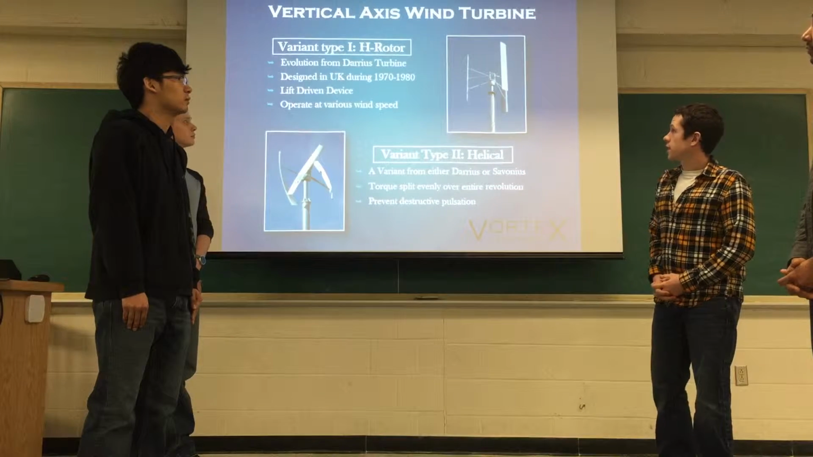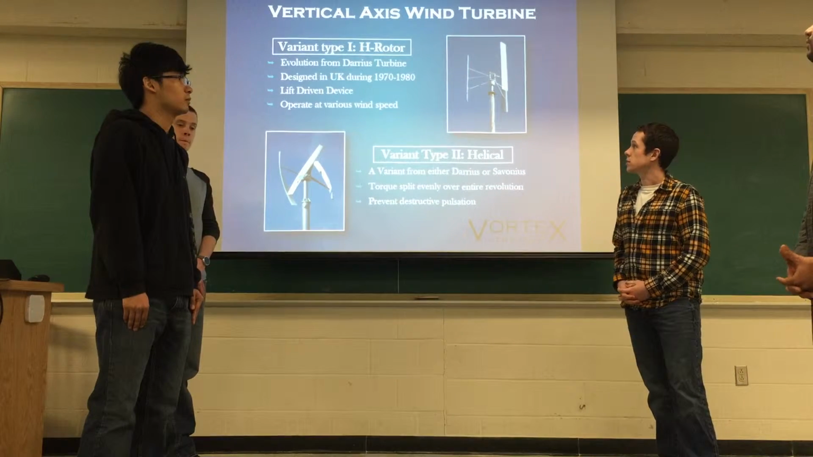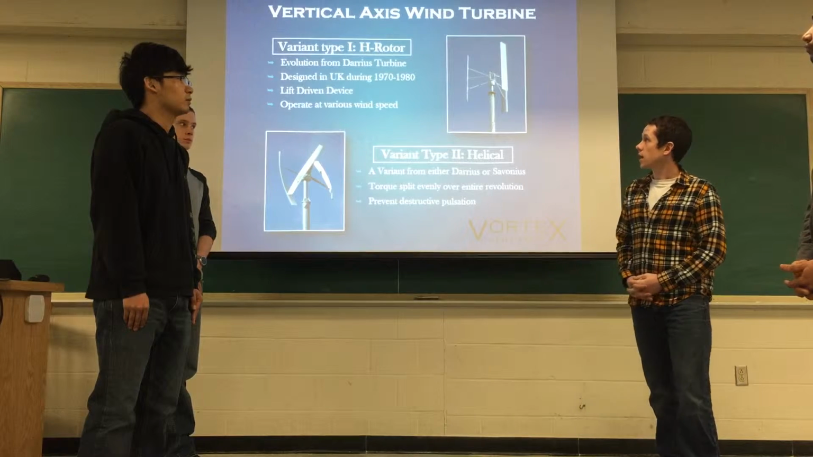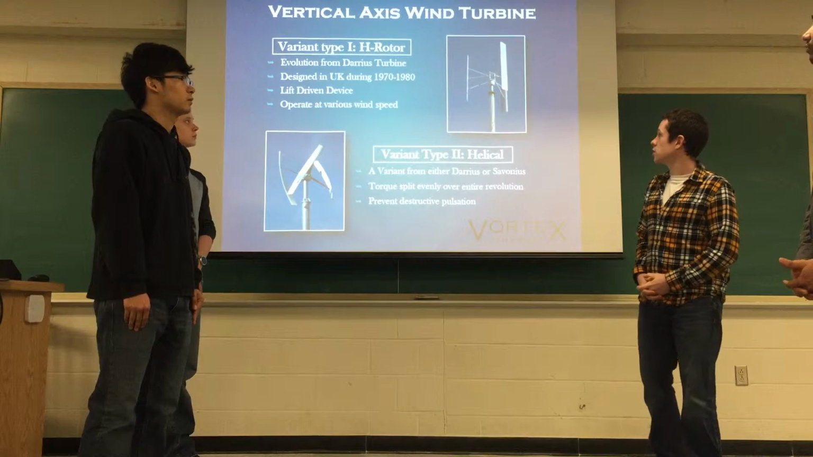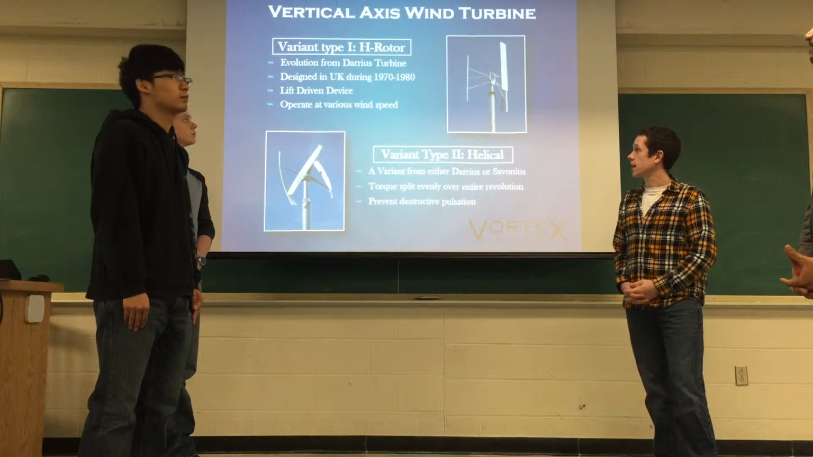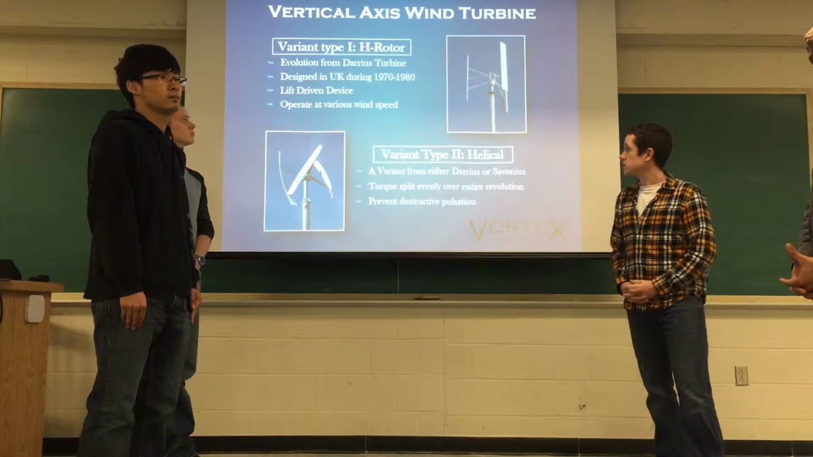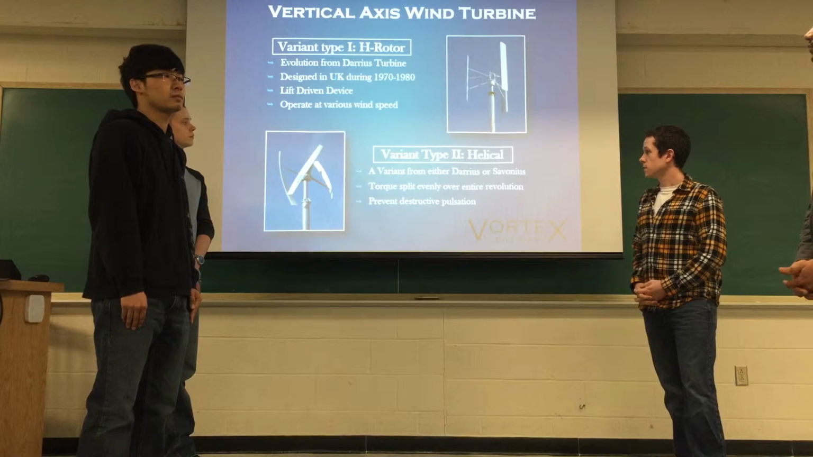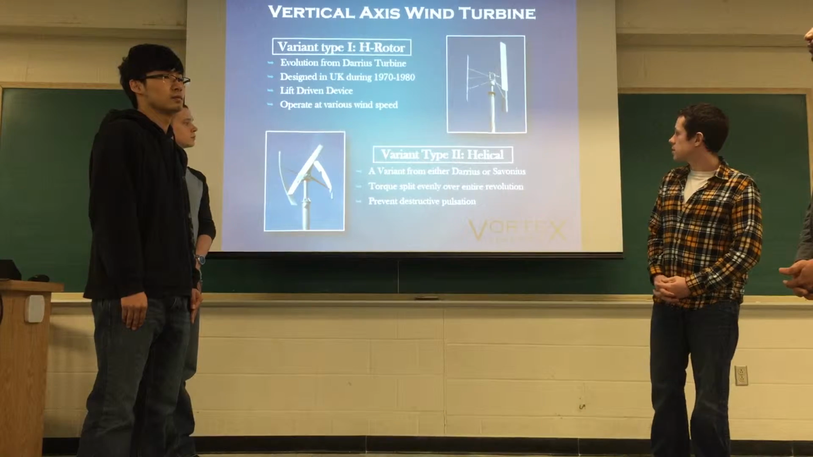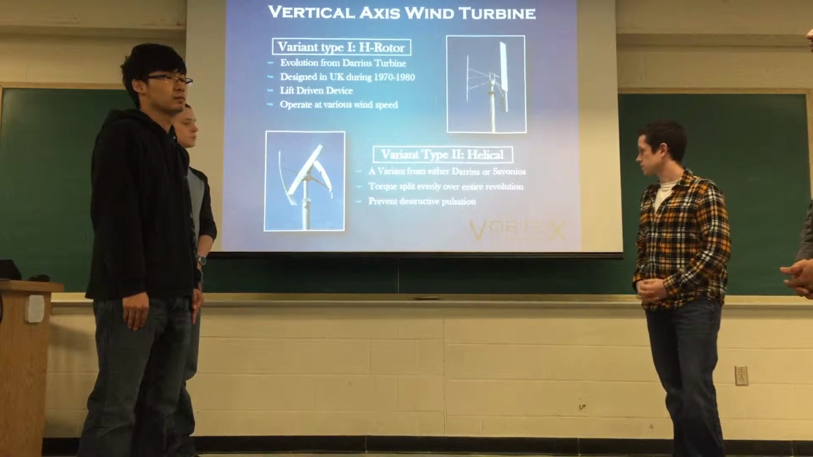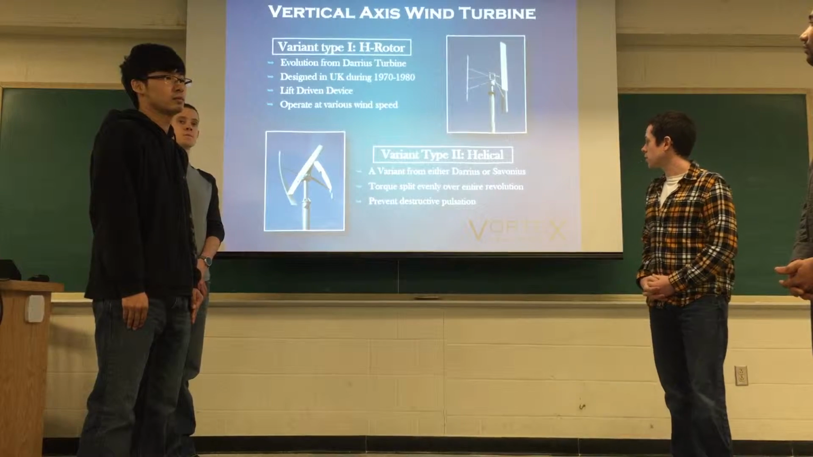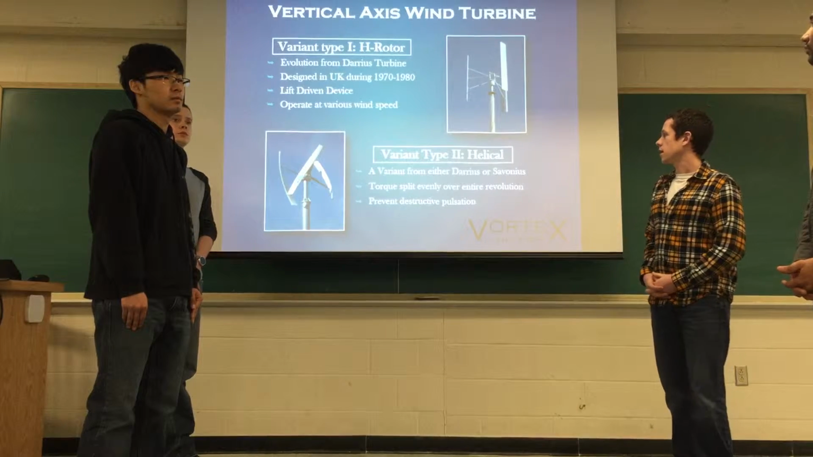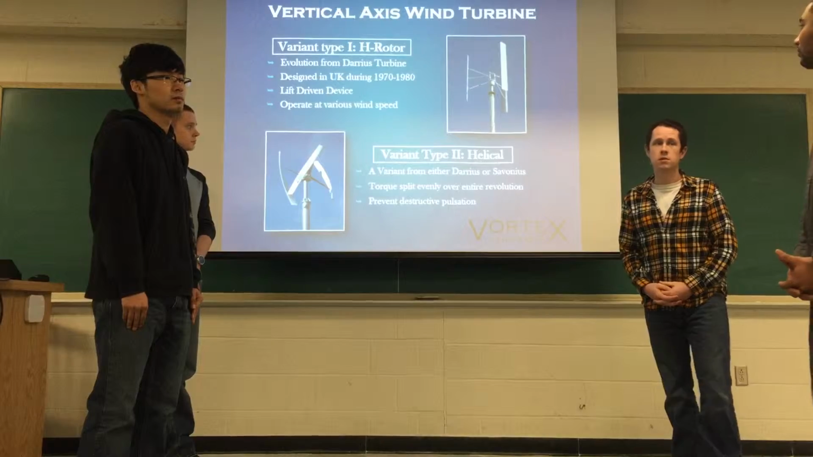Two other types, which are variations, are the H rotor, which came from the Darrieus turbine. It was designed in the UK during the 1970s and 1980s. It's a lift-driven device and operates at various wind speeds. The second variation is the helical, which is a variant of either the Darrieus or Savonius. Torque is split evenly over the entire revolution, which prevents destructive pulsation.